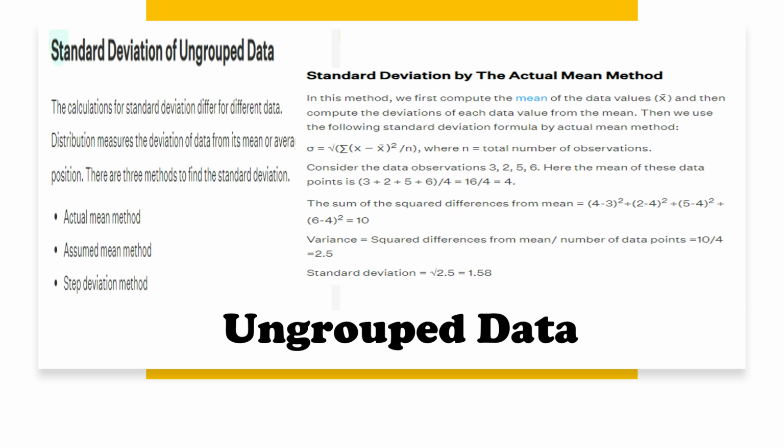Consider the data of observations 3, 2, 5, and 6. Here, the mean of these data points is 3 plus 2 plus 5 plus 6 divided by 4. We'll come up with a result of 16 divided by 4, that's equal to 4.